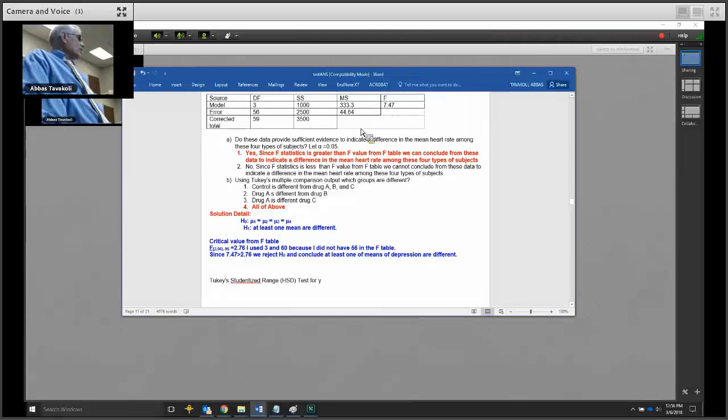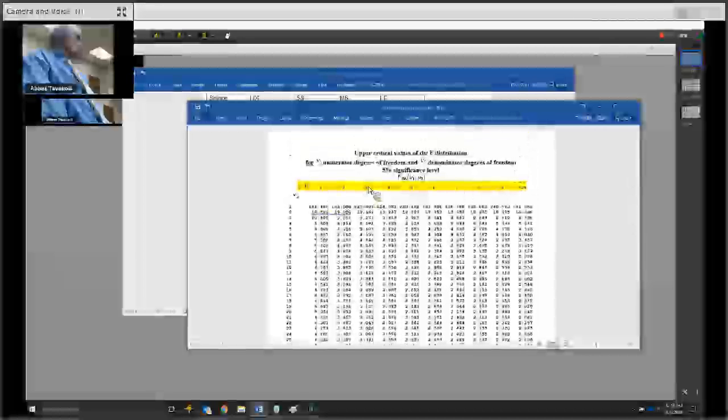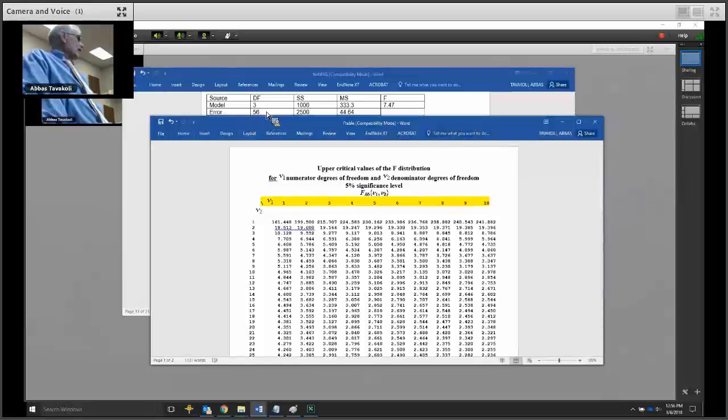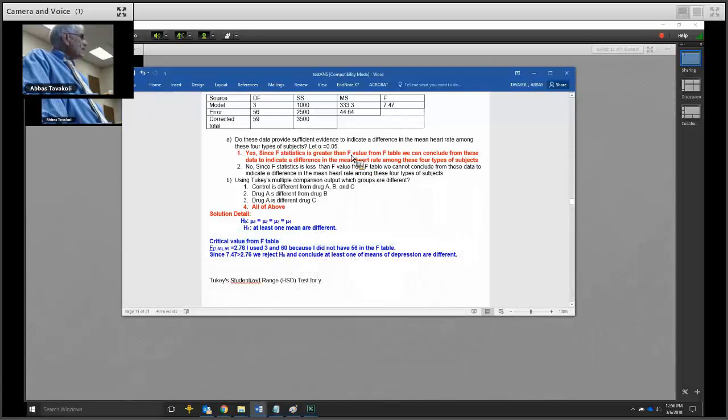So you have your test statistic, 7.47. You would go and look at the F table. You have your numerator with your model here, 3, and then the denominator is 56, which is your error. So 3 and 56 is 2.769. That's the critical value. If your test statistic is greater than the table value, you reject, and you would say at least one of these heart rates is different.